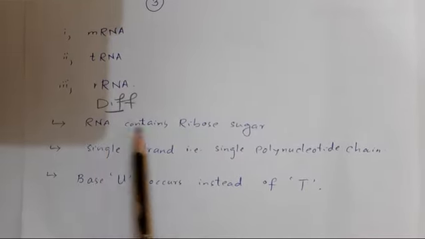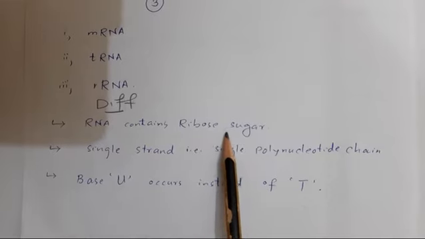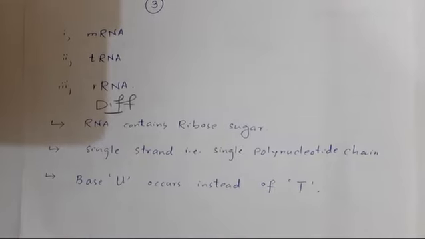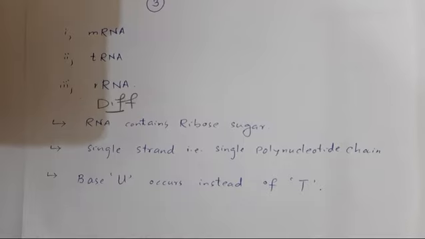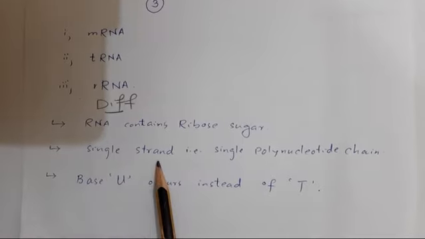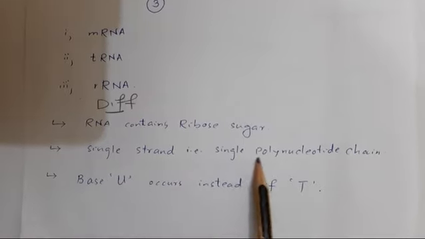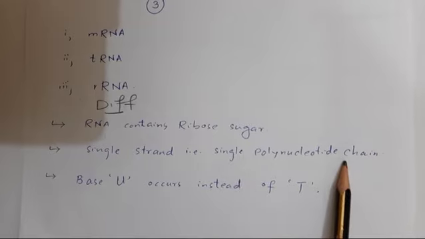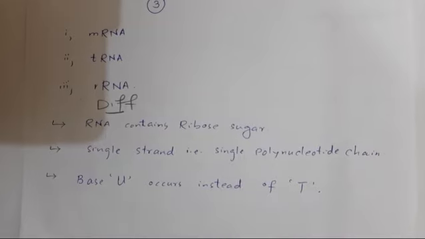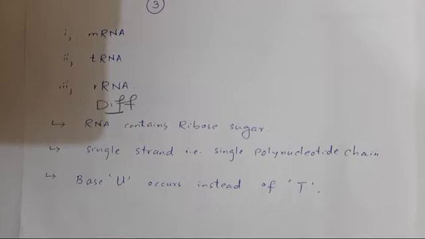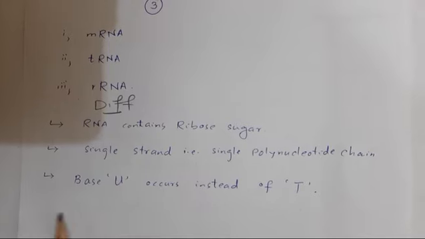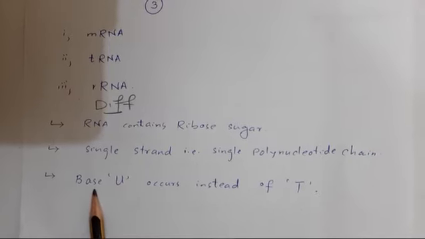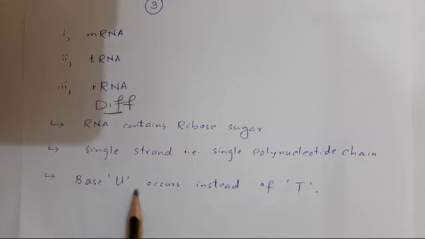Now the differences between DNA and RNA. RNA contains ribose sugar while DNA contains deoxyribose sugar. RNA is single stranded, that is, it is made up of a single polynucleotide chain, while you know that DNA is made up of 2 nucleotide chains. And in RNA, the base uracil occurs instead of thymine.